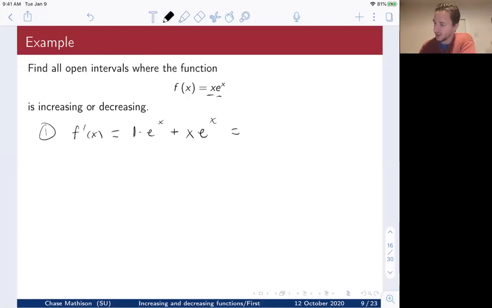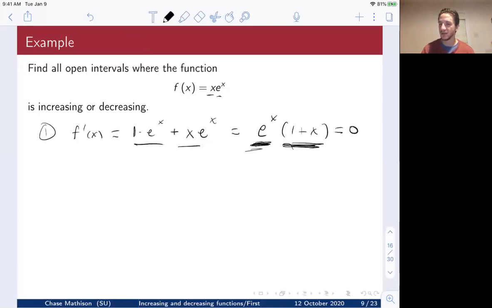To help us out, each of these terms has an e to the x, so I'm going to factor out e to the x, and I'm left with e to the x times 1 plus x. And what do I want to do with this? Yeah, exactly. I'm going to set that equal to 0. I have a product of two things equal to 0, so either e to the x is 0 or 1 plus x is 0.